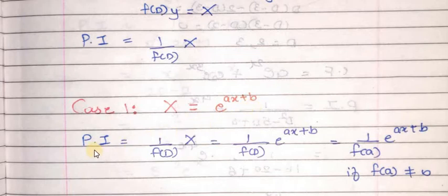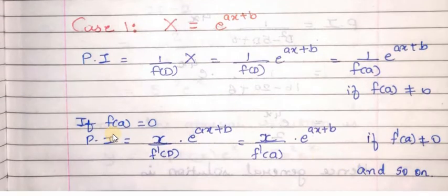In this case, to find out PI, we write the formula PI = 1 over f(D) X, that is equal to 1 over f(D), replacing X by e raised to ax + b. Now we have to replace D by a. So it will become 1 over f(a) into e raised to ax + b. But we can write it in this form only when f(a) is not equal to 0.